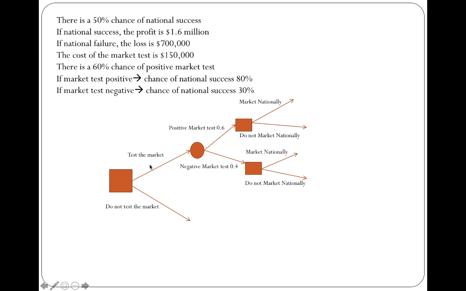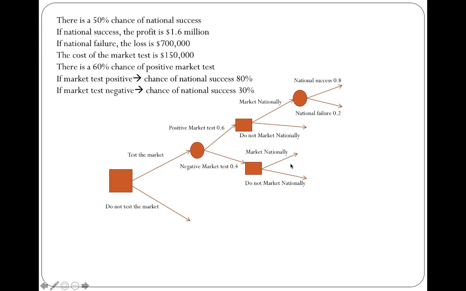Let's assume they do the market test, they see positive results, and then they decide to market the product nationally. What happens next? They can either see a national success with a chance of 80% or a national failure with a chance of 20%. I get the value of all these probabilities from the problem statement. If the market test is positive, the chance of national success increases to 80%, and that's why the probability of national success here is 80%.